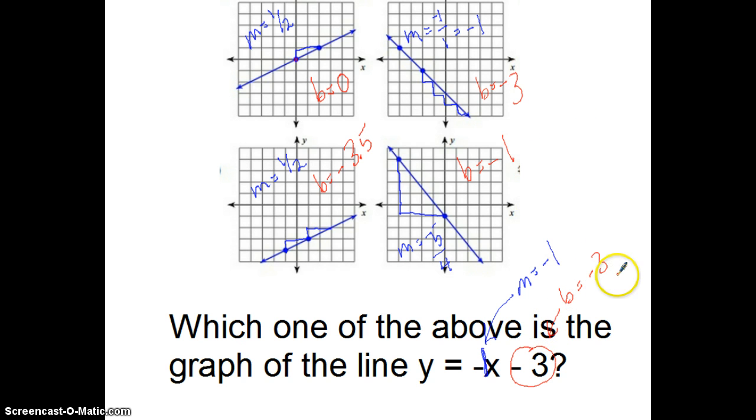So I wanted a line that started at -3 and went down, and really the only one of these that starts at -3 and goes down was this one here. So this was the top right. Starts at -3 and goes down 1, sideways 1.